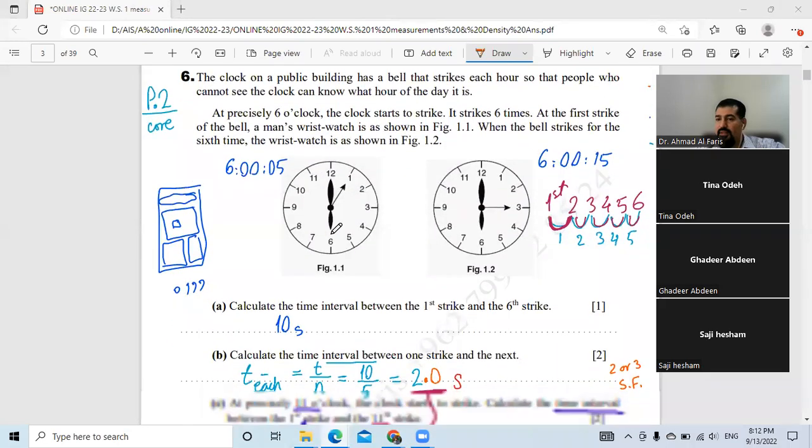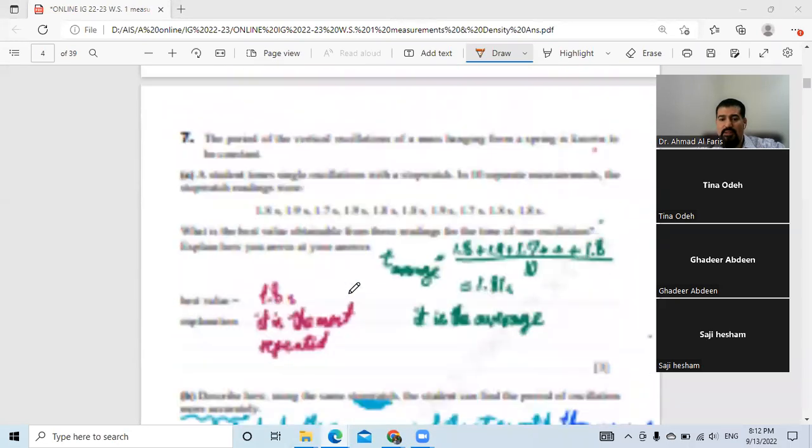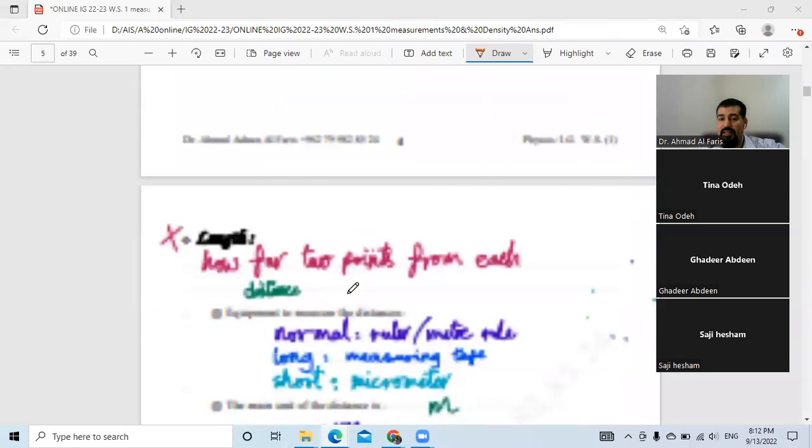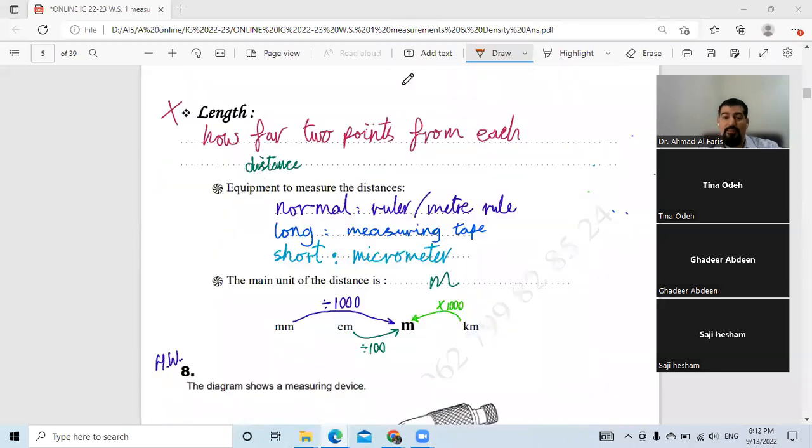Now, we did these questions last time about the time, and we say that we have a lot of questions about measurements. Now we are going to talk about the length. And we said that the length is how far 2 points are from each other, or the distance between 2 points. And we have several pieces of equipment to measure this distance. For normal distances, we have the meter rule or the ruler.